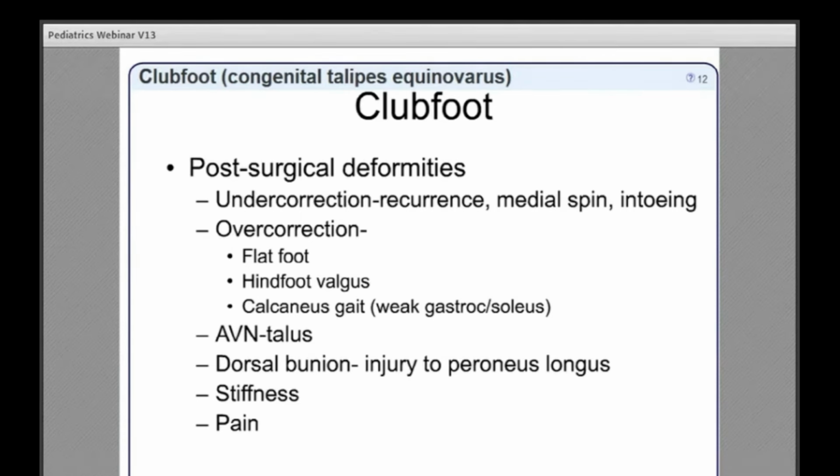In addition, because of the extensive nature of the release, there's damage to the vascular supply of the talus. There can also be an injury to the peroneus longus which results in a dorsal bunion and dorsiflexion of the first ray. Stiffness is common, as is pain.